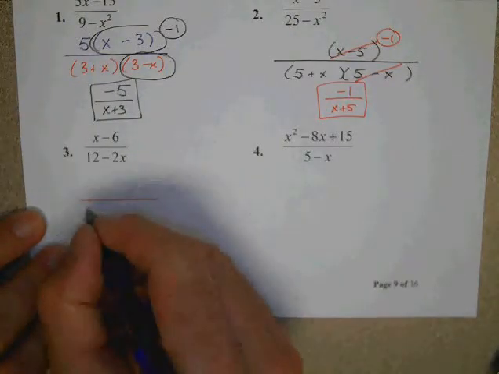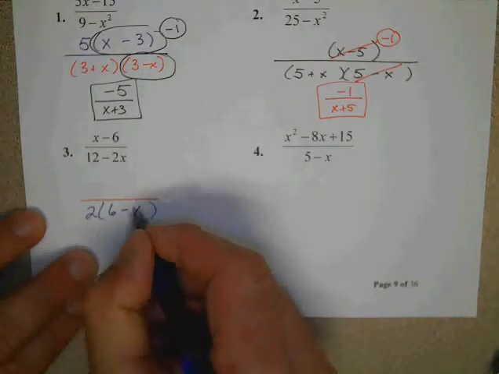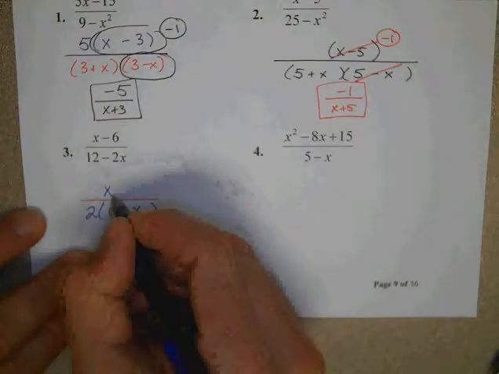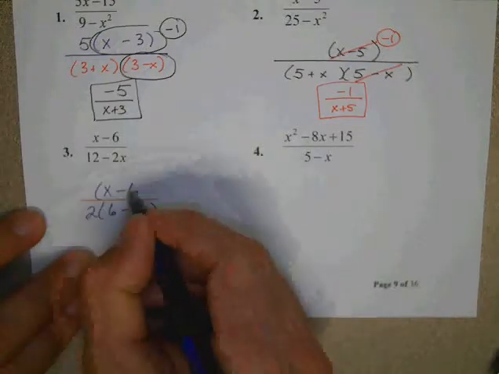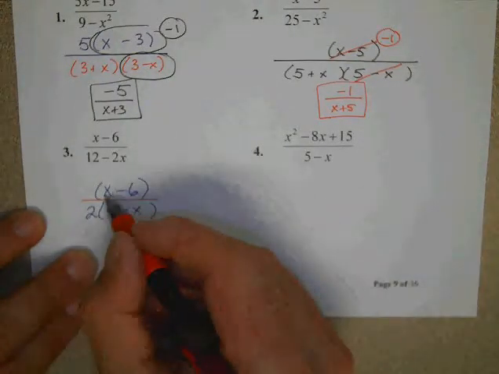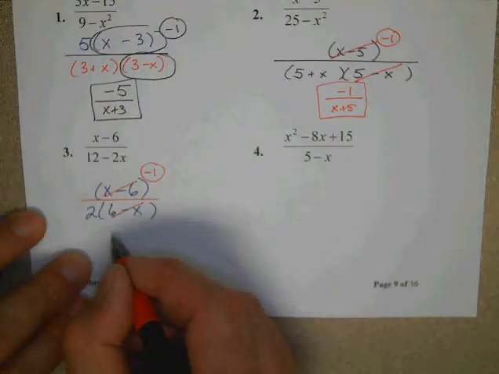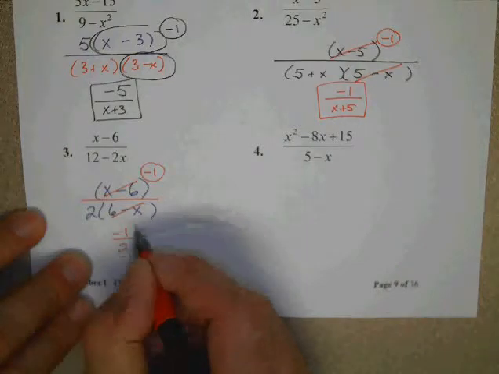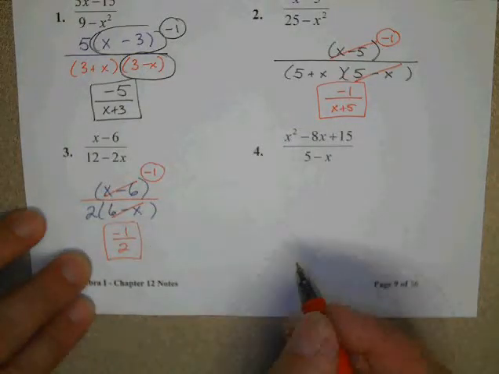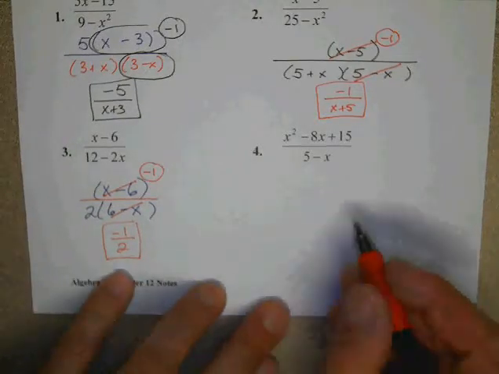Alright, you're right, a 2 goes in. So we're going to have 6 minus x left. And the top just has an x minus 6. Those are very close to each other. All they are is opposites of each other. And remember, opposites cancel to negative 1. And so my answer is negative 1 over 2. Opposites can cancel.